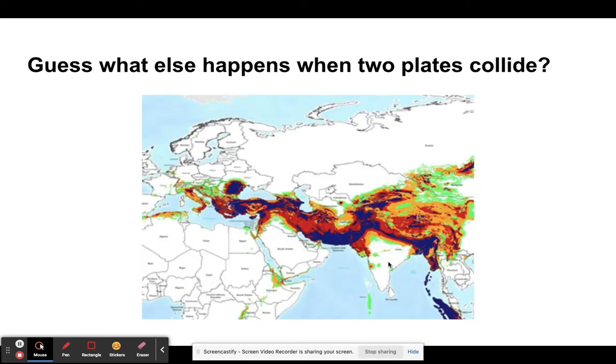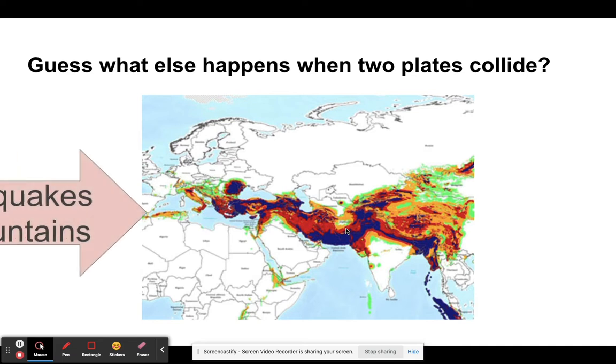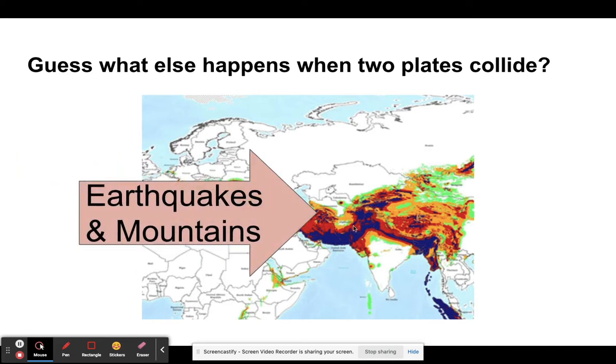When you get plates colliding, you get mountain ranges. Again, this is a map of mountains, and you see a ton of mountains and earthquakes happening right where India has collided into the Eurasian plate. It's not an easy process. These two continental plates don't just slide right past each other like butter. They're grinding and it's gritty, and every once in a while a whole bunch of energy is released as one plate jolts into another, and it creates a lot of earthquakes, really.